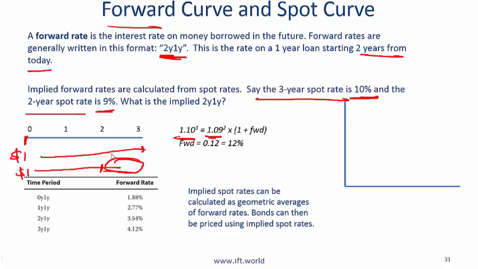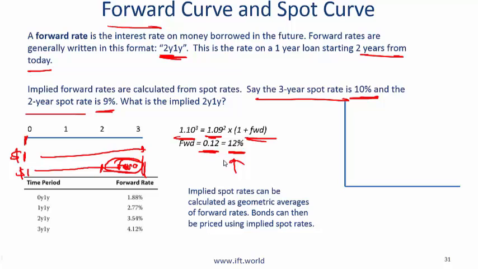So the concept behind this calculation is that the 2 strategies shown here should give you the same result at the end. And what are the 2 strategies? Strategy 1 is investing $1 for 3 years, versus investing $1 for 2 years, ending up with 1.09 squared, and taking that money and investing at this forward rate for a year. So that's shown over here, 1.09 squared into 1 plus the forward rate. You calculate the forward rate and you get 0.12, which is 12%. Why is this called the implied forward rate?